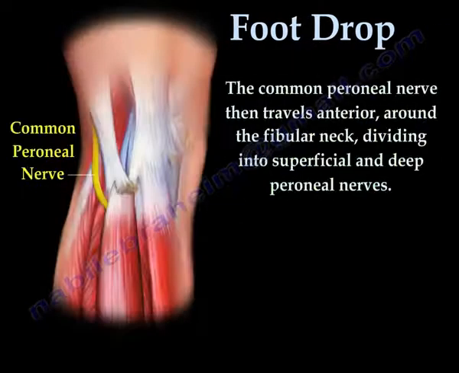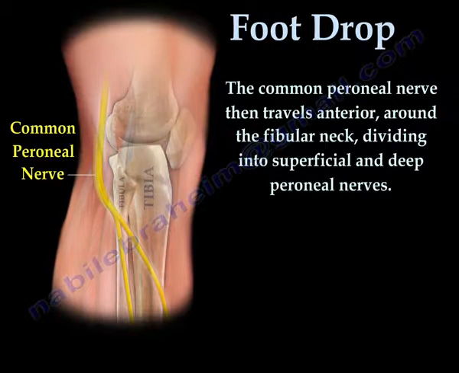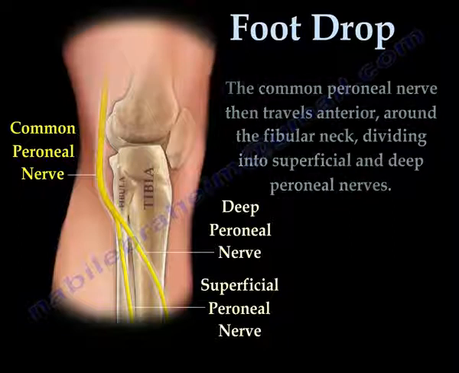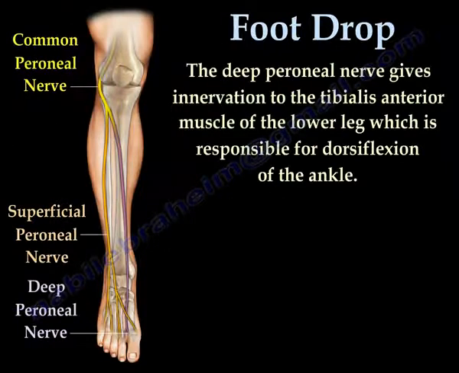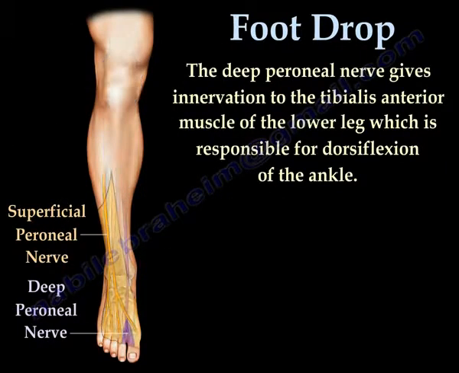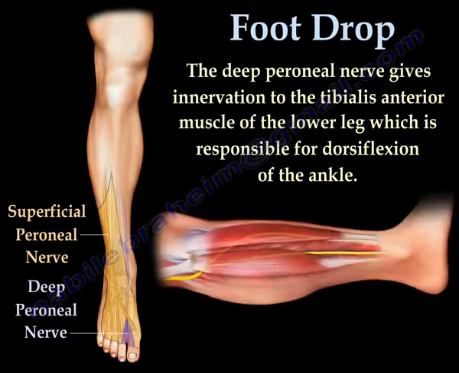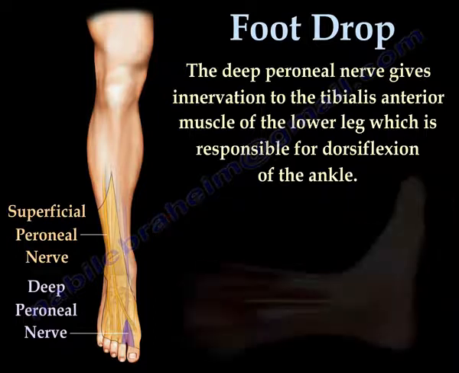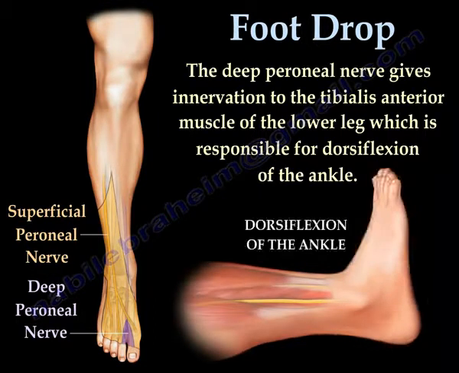The common peroneal nerve travels anteriorly around the fibular neck and divides into the superficial and deep peroneal nerves. The deep peroneal nerve gives innervation to the anterior compartment muscles, specifically the tibialis anterior muscle of the lower leg, which is responsible for dorsiflexion of the ankle.